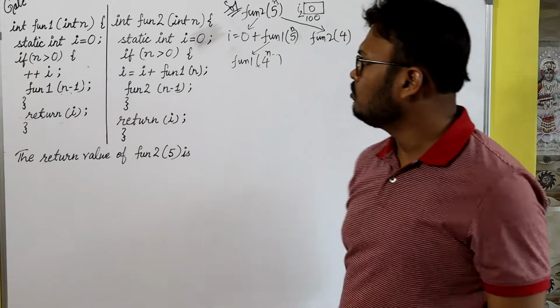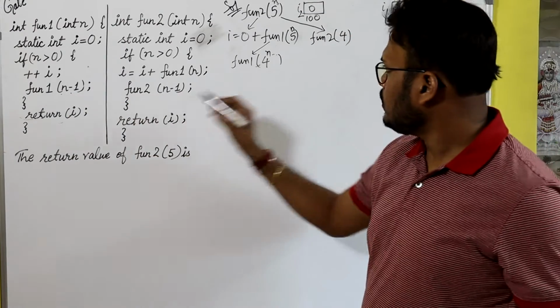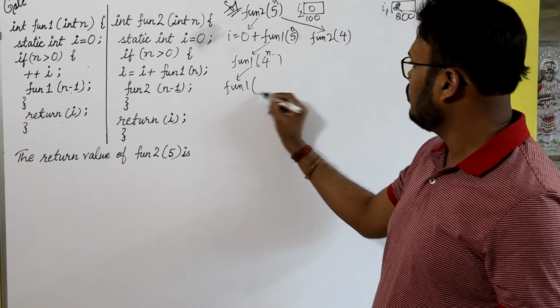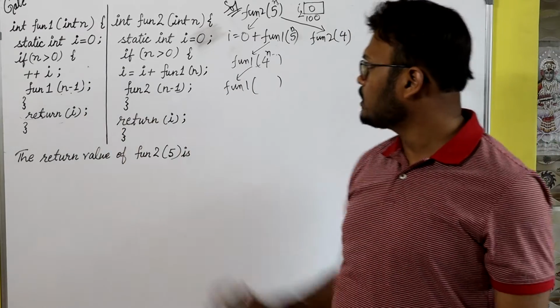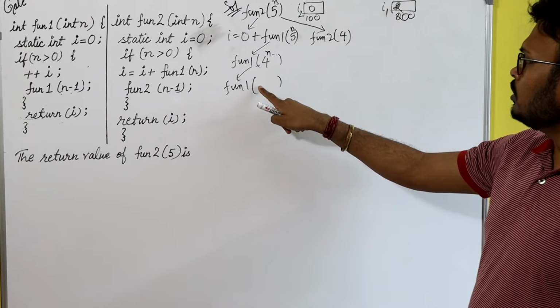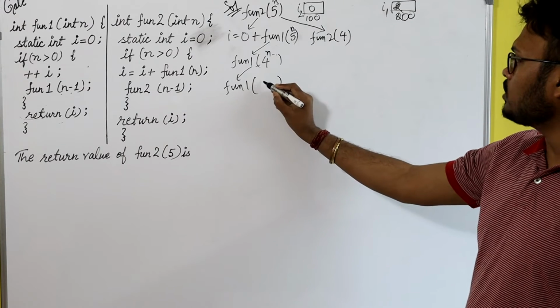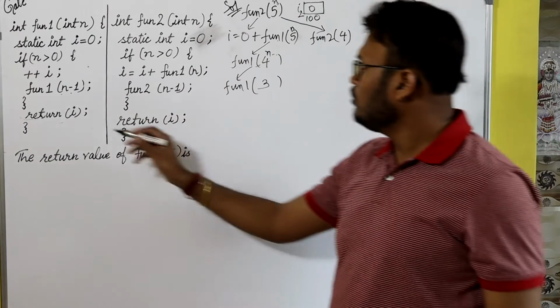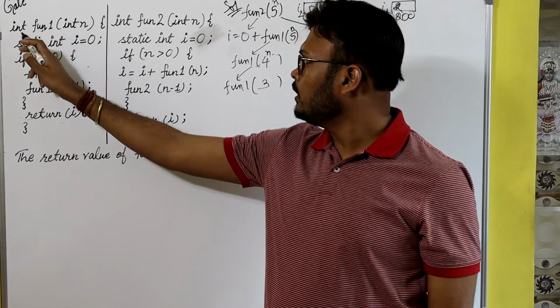So now fun1 function has again been called. Fun1 with the parameter as n minus 1. So what is the value of n for this function? 4. So n minus 1, it means what? 4 minus 1 is 3. Now let's come here.